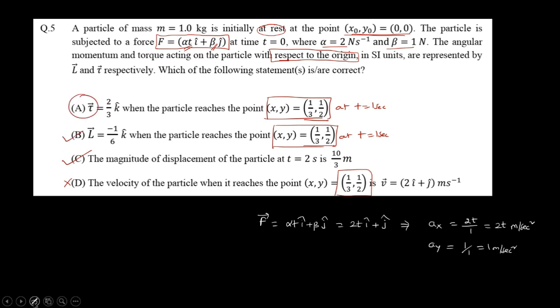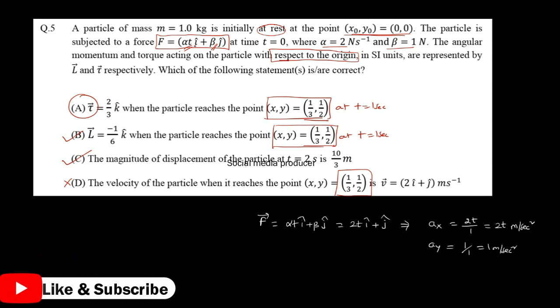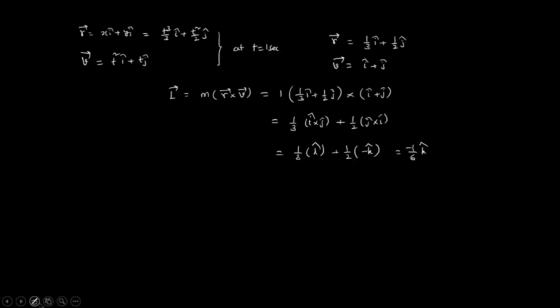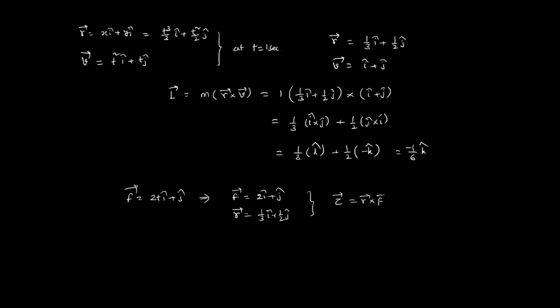Now let us go with the torque condition. Again at time t equal to 1 second they are asking. For torque, we already know the force, right? The force is 2t i cap plus j cap. Then at t equal to 1 second, what is the force value? The required force value is 2 i cap plus j cap. And the position vector we know is 1/3 i cap plus 1/2 j cap. Then I want to find the torque from this, which is r bar cross f bar. Here r bar is 1/3 i cap plus 1/2 j cap, cross product with the force vector 2 i cap plus j cap.